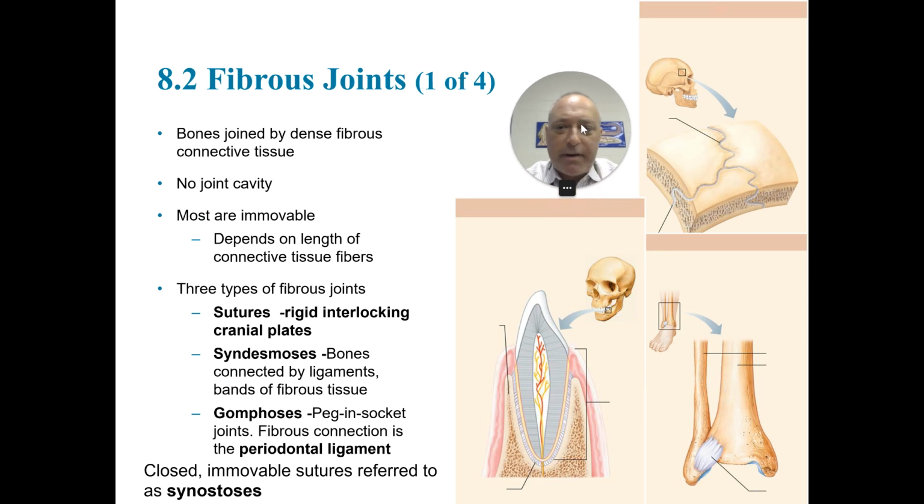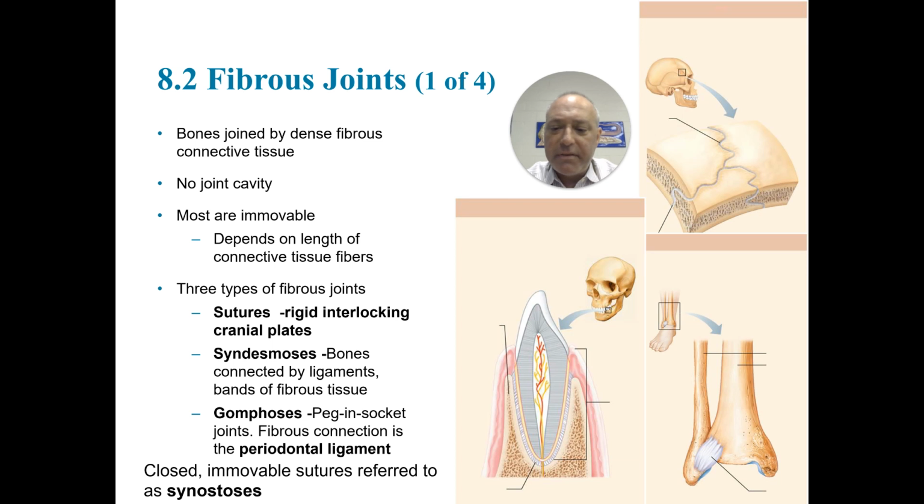Okay, so let's start with fibrous joints. These are connected by dense fibrous connective tissue. There's no joint cavity. This is synarthrosis. So it's complete rigidity, interlocking of bones. In this case, we're looking at the sutures and the cranial plates.